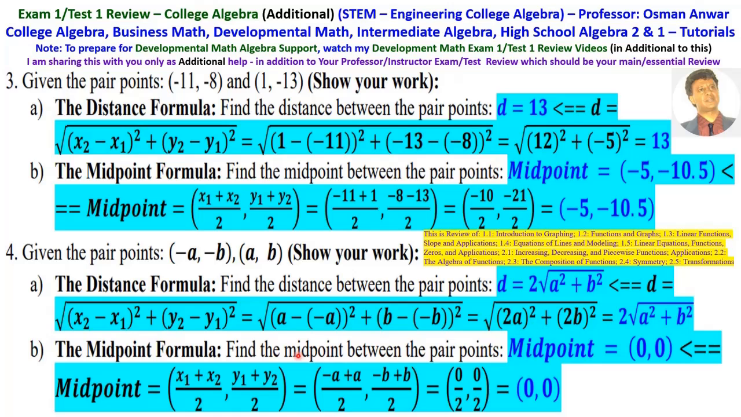And the midpoint is (x1 plus x2) over 2, (y1 plus y2) over 2, which is (-a plus a) over 2, (-b plus b) over 2, which is 0 over 2, 0 over 2, which is (0, 0).